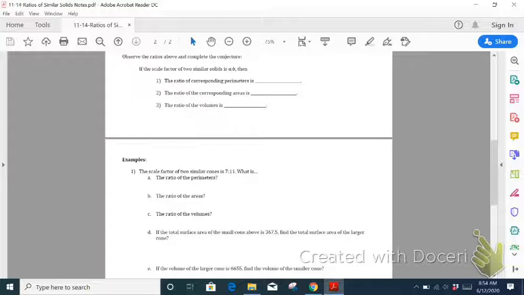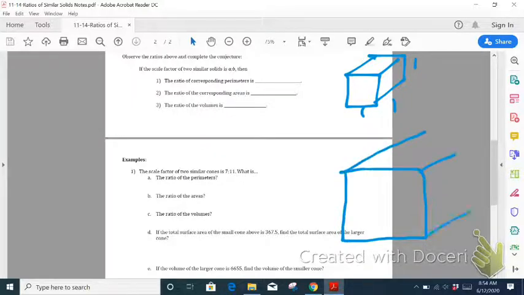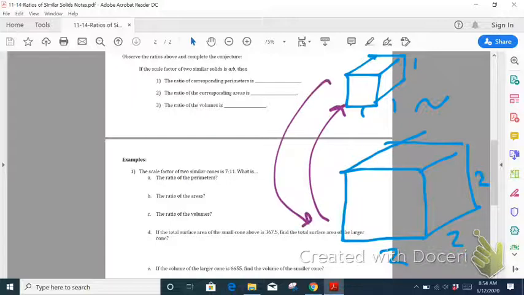So here I'm going to draw a cube that's 1 by 1 by 1. Then I'm going to draw another cube that's 2 by 2 by 2. Now let's look at the relationship between these two. They're similar, and they have a scale factor of 2 to 1. So if you go from there to there, it's 2 to 1. If you go from there to there, it's 1 to 2. Well, actually the other way around, but the ratio of the big one to the small one is 2 to 1.